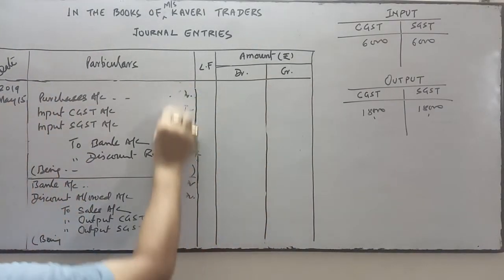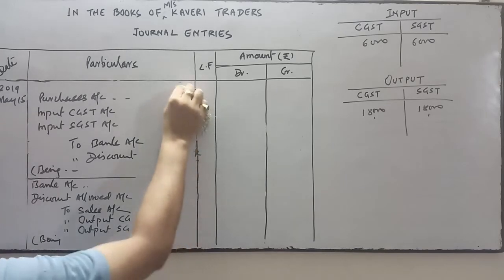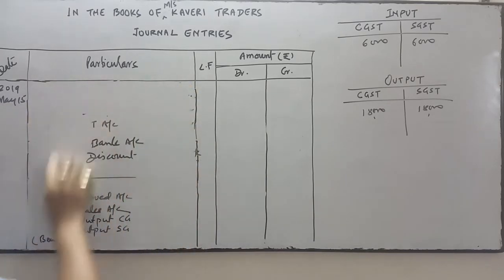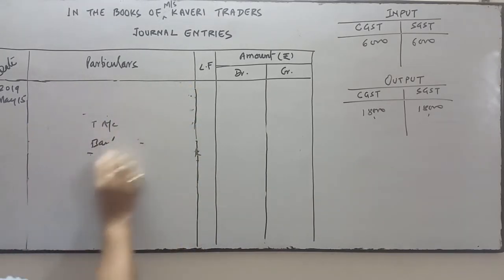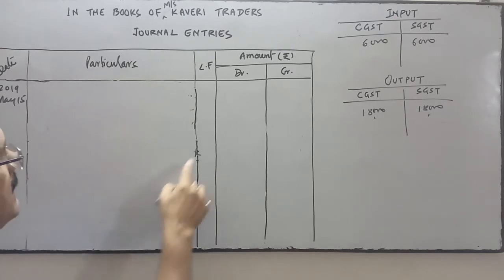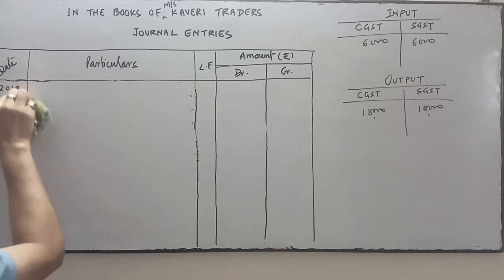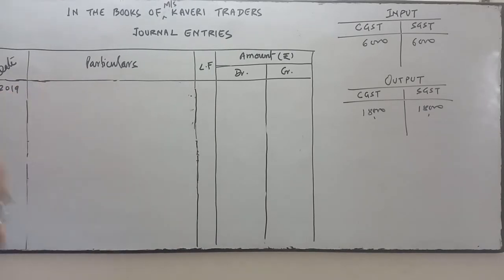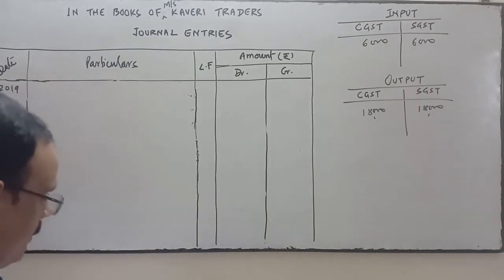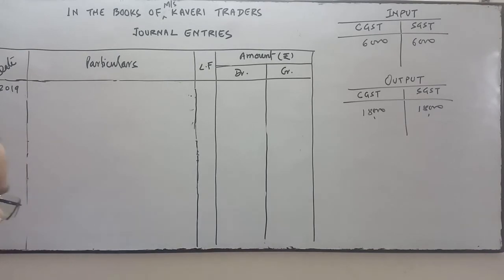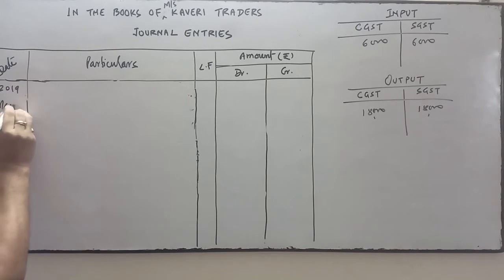So I have made a record of GST input and output both, so that we can do the settlement easily at the end. The first transaction was on May 15, the second was on May 20, and now the third transaction is on May 22.